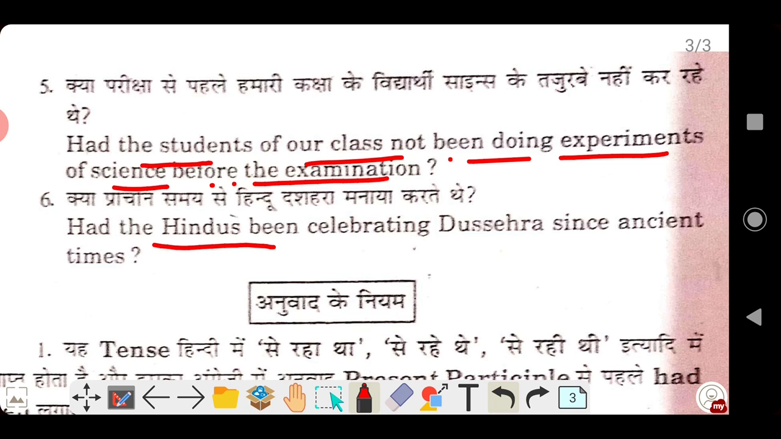Had the Hindus been celebrating the festival since ancient times?